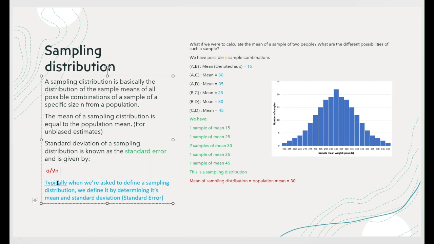So when we get questions regarding sampling distribution, and typically we are asked to define a sampling distribution, we basically define it by determining its mean and standard deviation, also known as standard error. Standard error is the standard deviation of the sampling distribution, not a particular sample, but the sampling distribution itself.